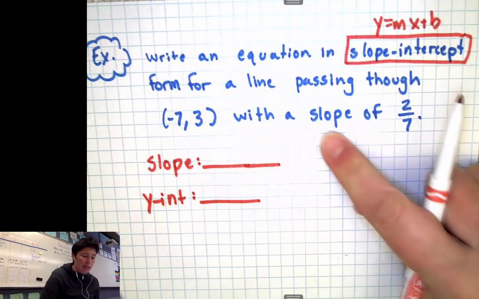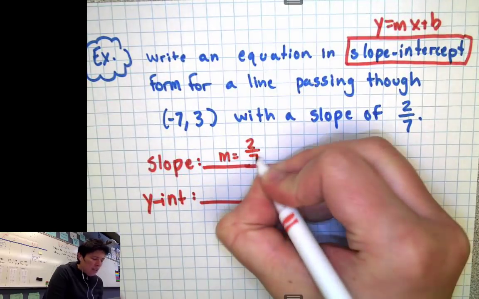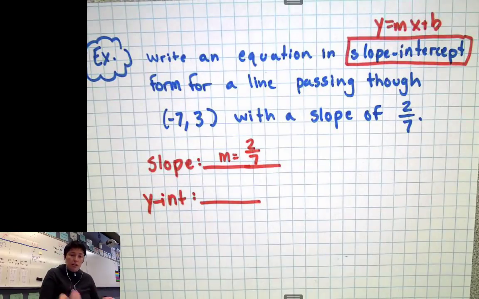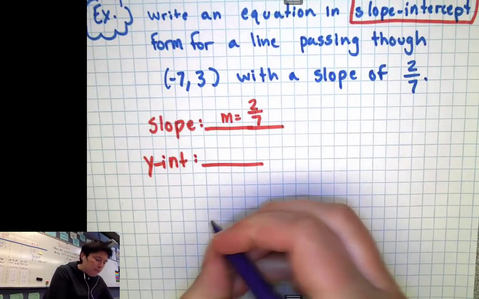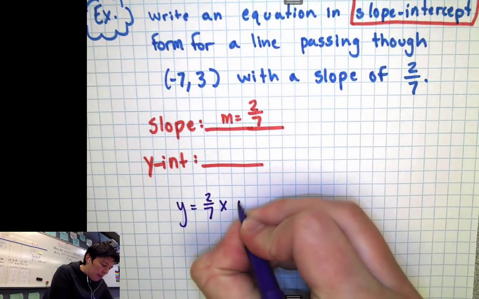Well, they kind of just told me the slope is 2/7, so my m is equal to 2/7. I don't think I know my b though. I think I'm going to have to solve for it. So let's solve for b. Let's do a little work down here. Since my slope is 2/7, I'm going to have 2/7 x plus b.